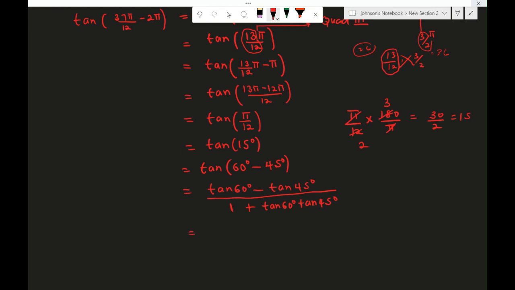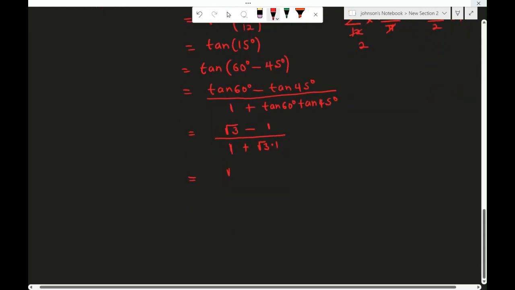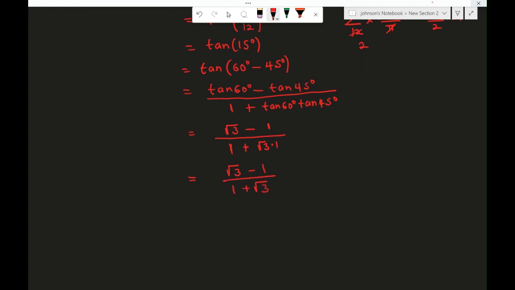So what is tan 60? Tan 60 is root 3. Tan 45 is 1. And here you have 1 plus tan 60, which is root 3, and tan 45 is 1. So what do we have here? We'll have root 3 minus 1 over 1 plus root 3.